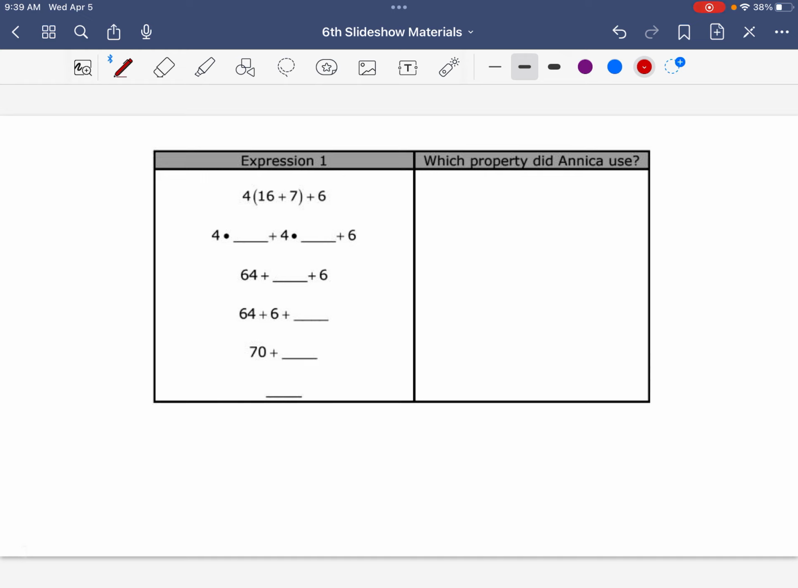And so speaking of some expressions, we want to look a little bit further and see some other ones that we've been using. So right now we have 4 groups of 16 plus 7 plus 6. And so notice the next blank that they have, we have 4 times blank and plus 4 times blank. We can use our distributive property right here. So this gives me 4 times 16 plus 4 times 7 plus 6. The first property we just used, that's our distributive.